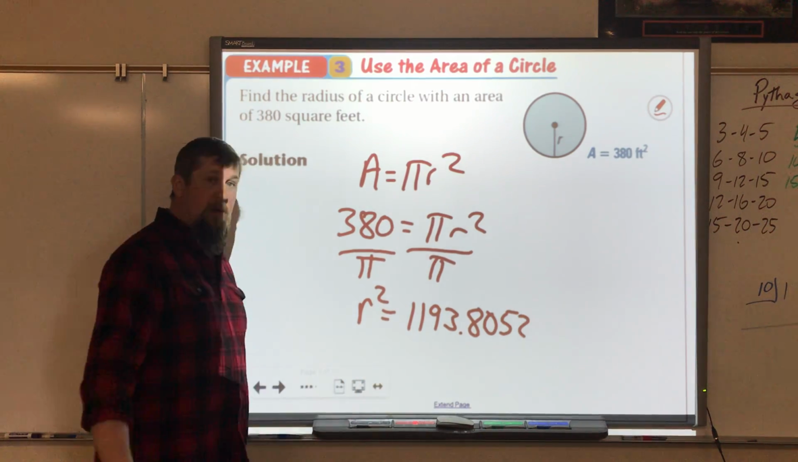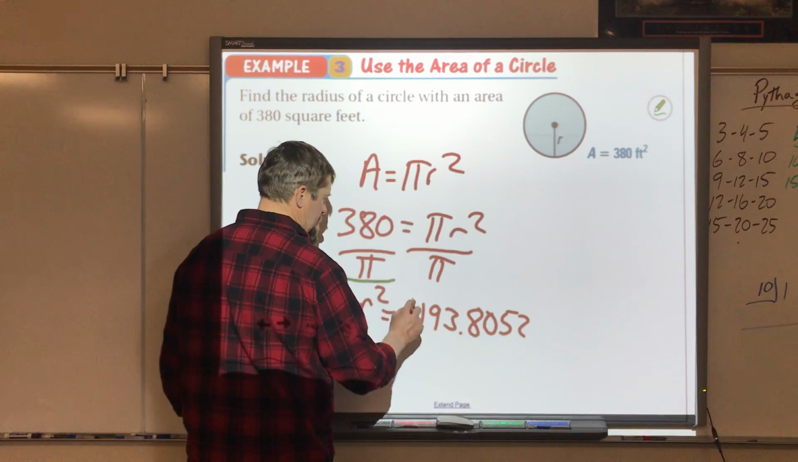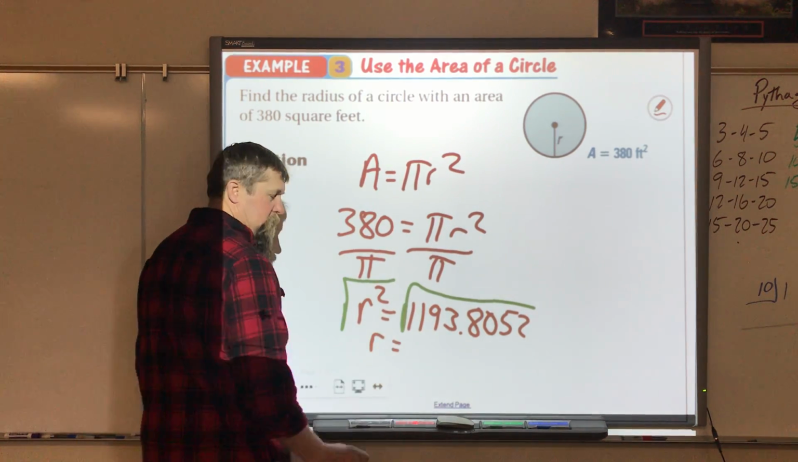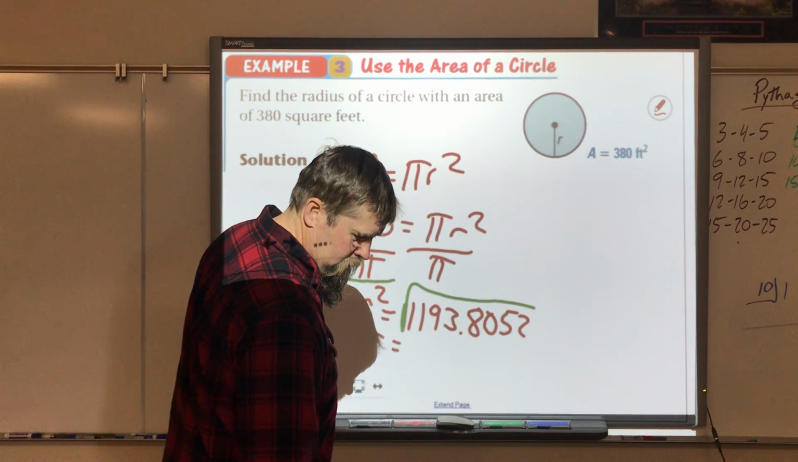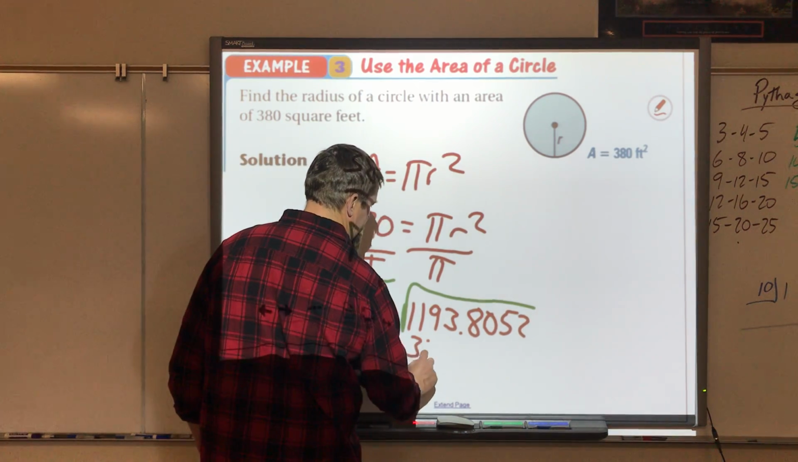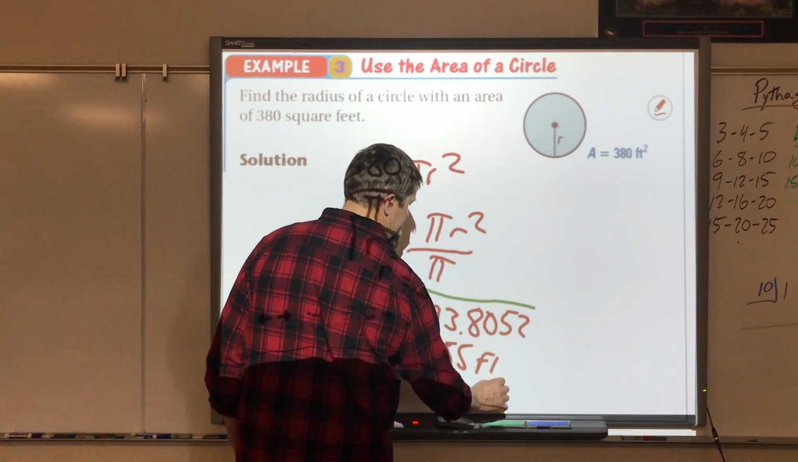Then this is how you find the radius. You take the square root of both sides. So r is equal to, I take the square root of that, and I get 34.55. And that would be feet.